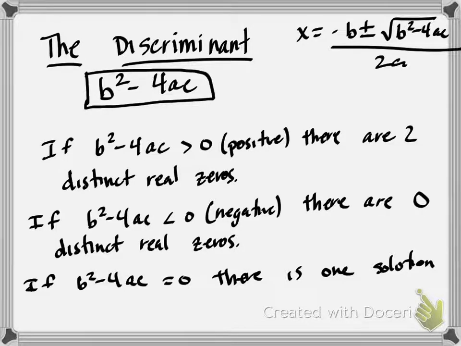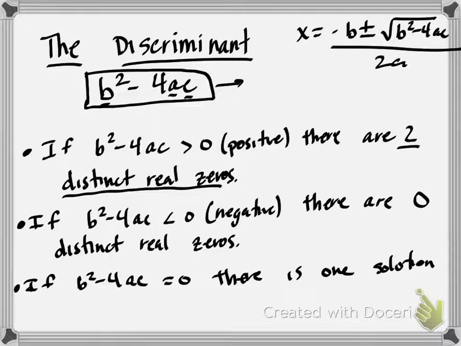If I plug a, b, and c into those three spots, then there are three different possibilities for the answer of the discriminant. If b squared minus 4ac is greater than 0, or positive, so basically if I solve this and it becomes a positive number, then these bullet points will tell us what happens in each of the three cases. If it's positive, that means there are two distinct real zeros.